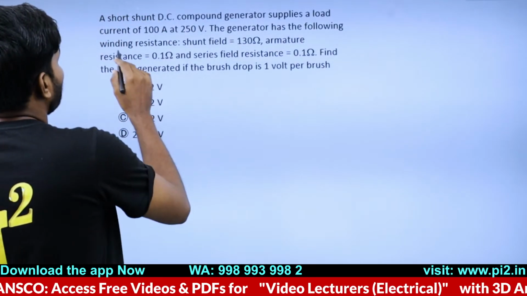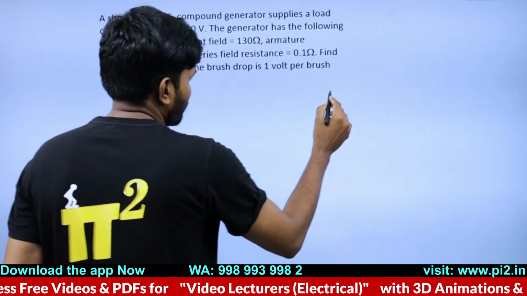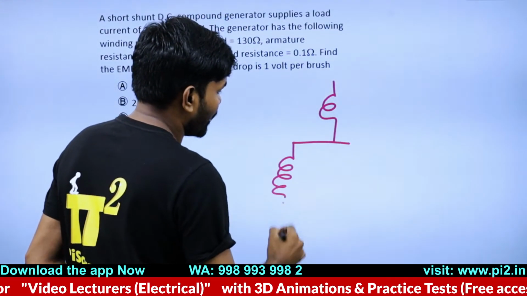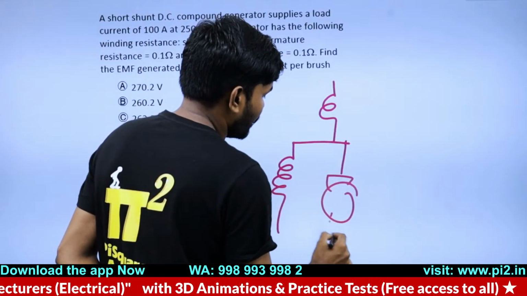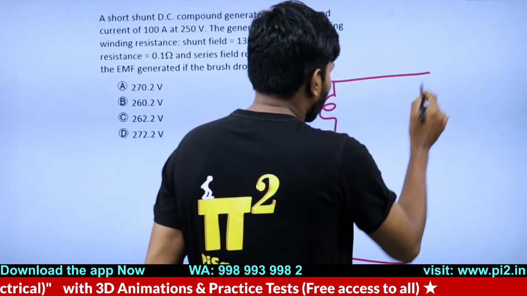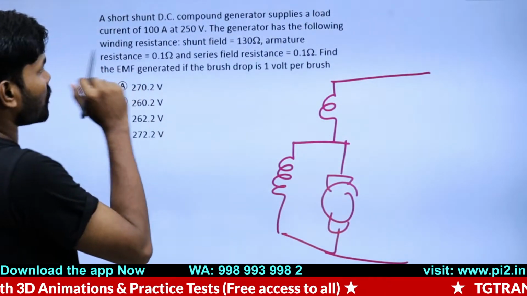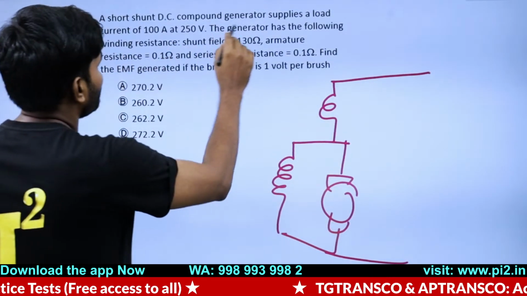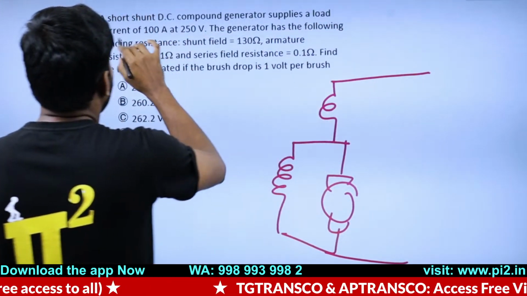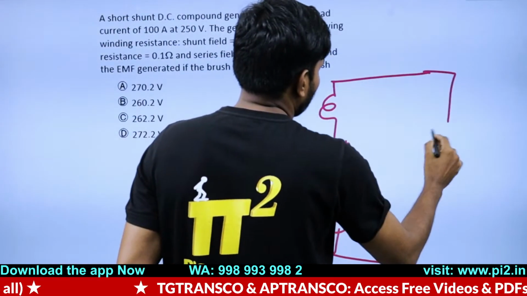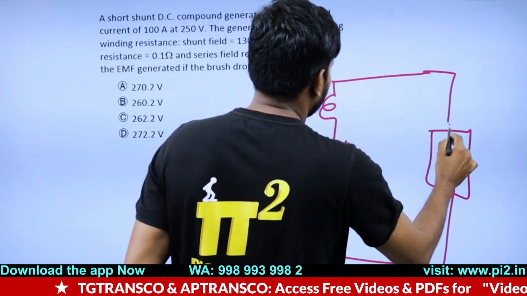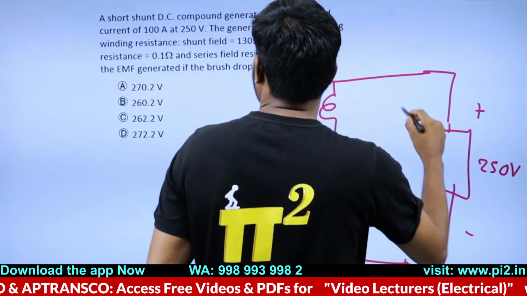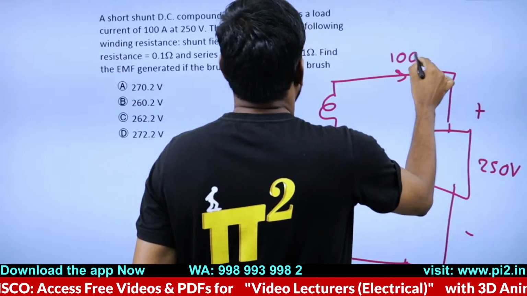It is said a short shunt DC compound generator supplies a load. So quickly, I'm drawing the diagram for the sake of explanation. Here you have to be smart enough in taking approximations, and I'll explain what the approximations are. The short shunt DC compound generator supplies a load current of, it's a generator, so the load is this, here it is 250 volts and 100 ampere.